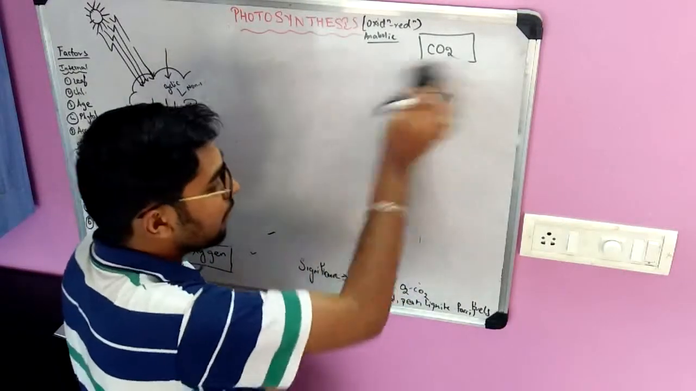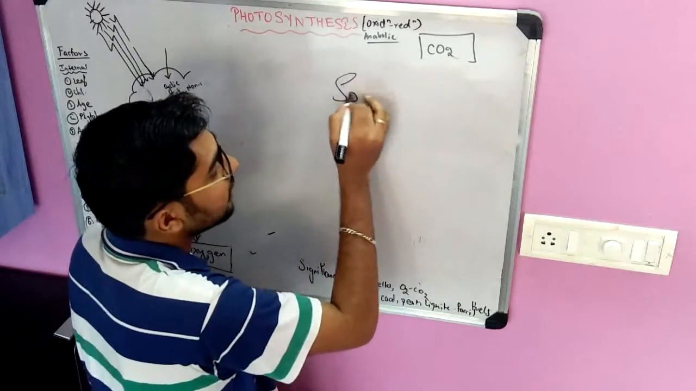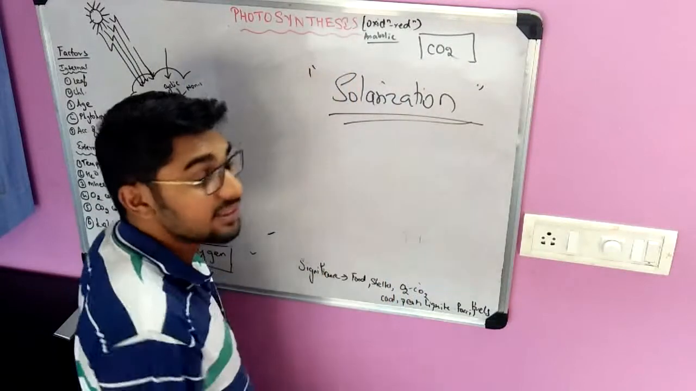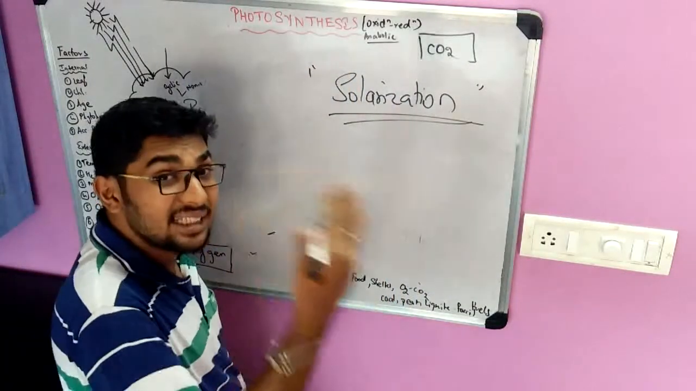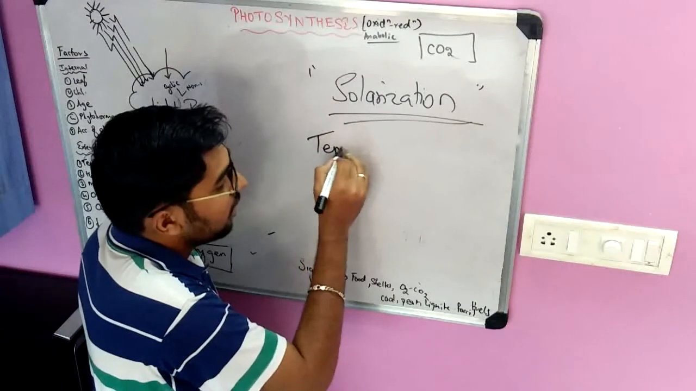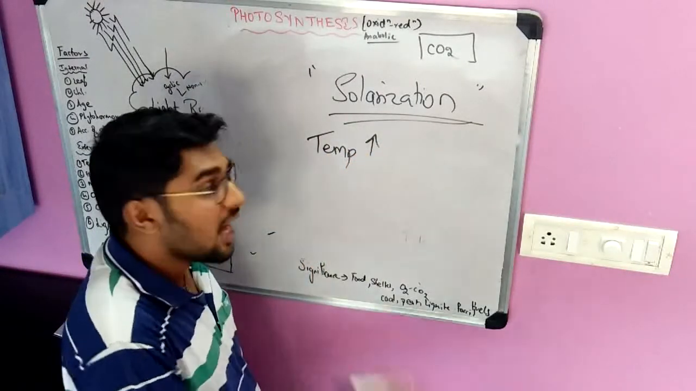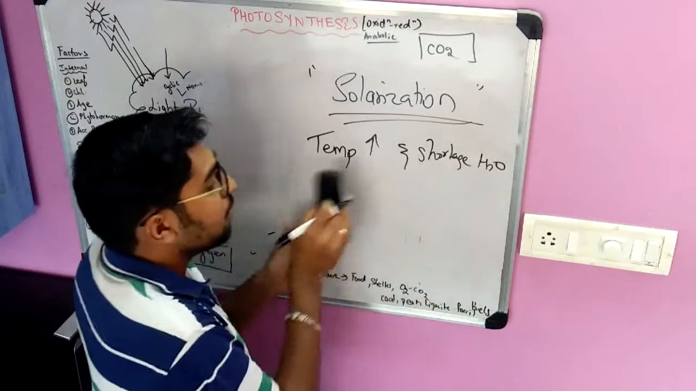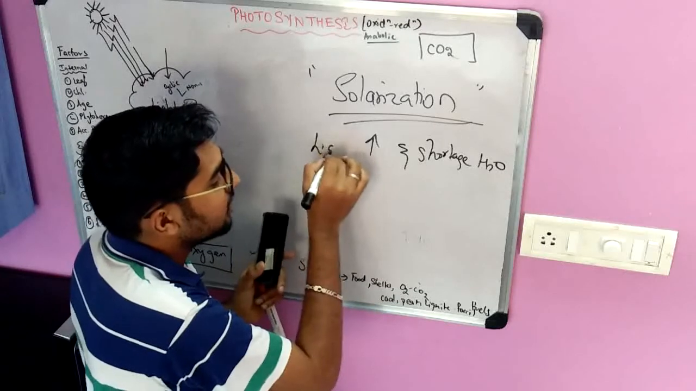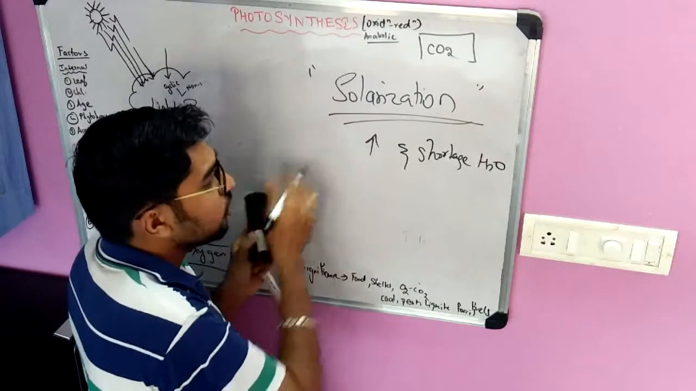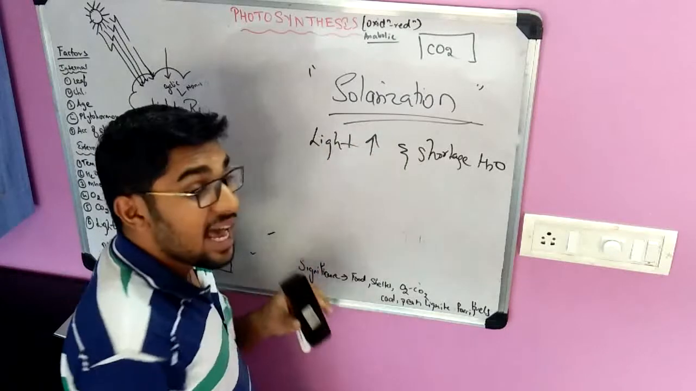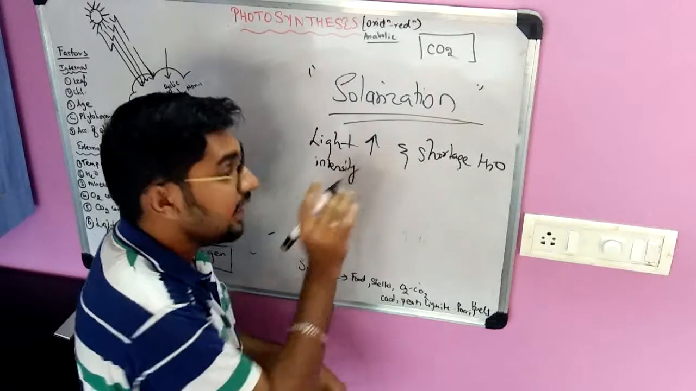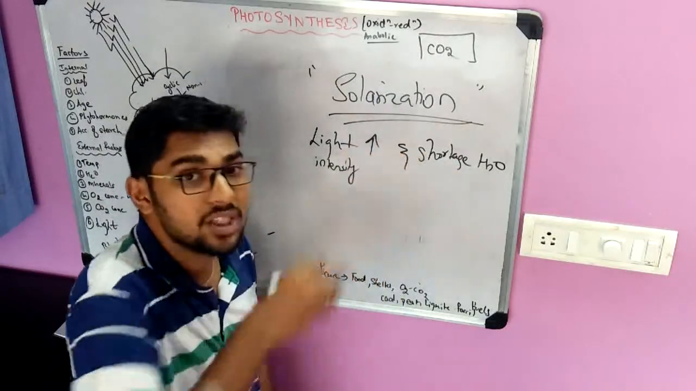We have internal factors, but before going to that, one more very important thing is solarization. This is an adverse effect. What does solarization mean? As the temperature increases and when there is shortage of water, rather than temperature we can say light, because as light increases, temperature will increase. Solarization mainly means light. As the light intensity increases, there will develop shortage of water.